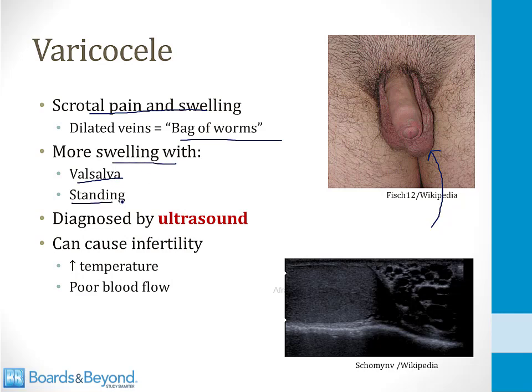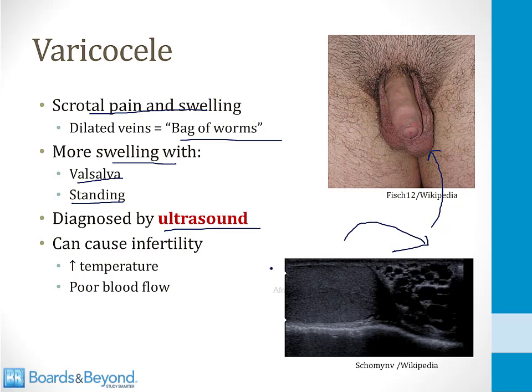In addition, if the man stands, gravity will pull blood downward, and that will also lead to more swelling of the varicocele. You can make the diagnosis by ultrasound. This is a picture of one in the bottom right side of the screen here. On the right side of the picture, you can see all these black spaces. Those are the dilated venous plexus.